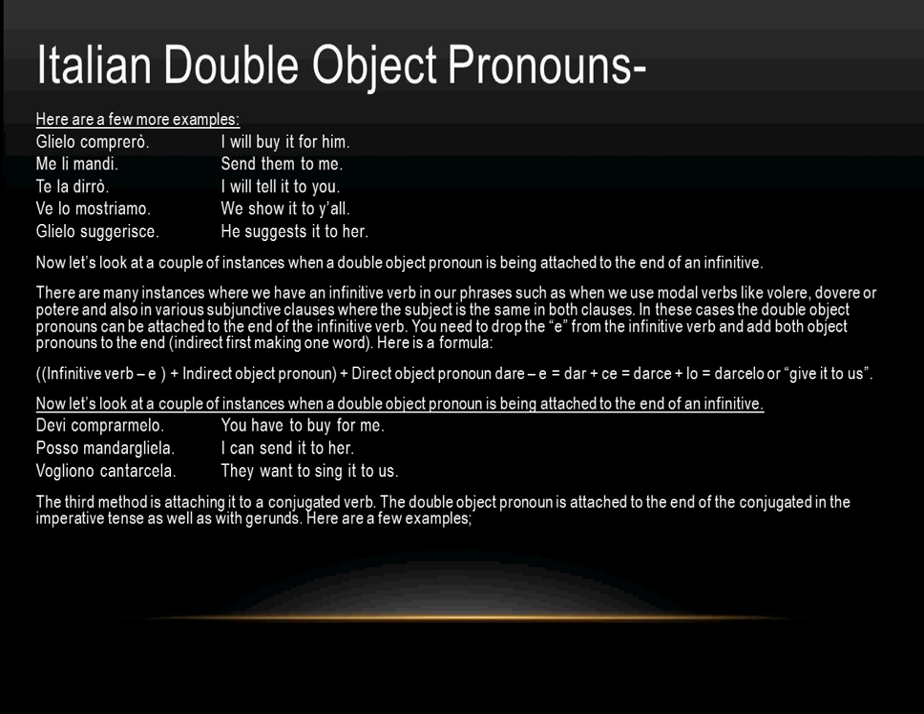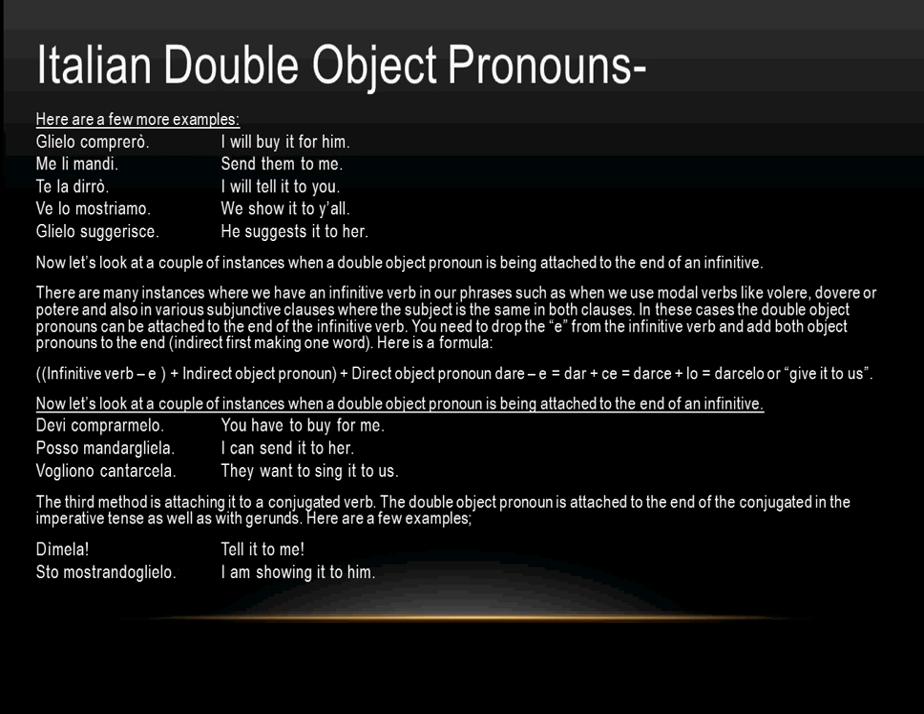Okay, the third method is attaching it to a conjugated verb. Now, there's only certain instances where we can do this. A double object pronoun is attached to the end of the conjugated verb in the imperative tense or at the end of a gerund. A few quick examples. Dimmela, tell it to me. Di being the imperative of dire, me being me, and la being it. So, dimmela, tell it to me.